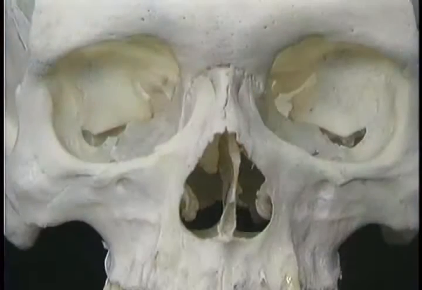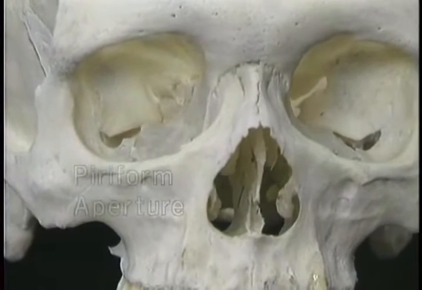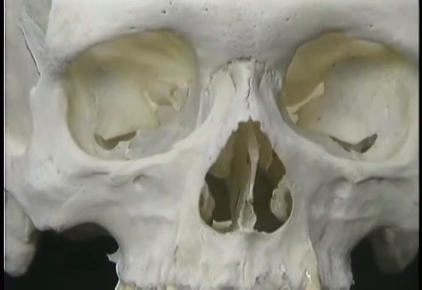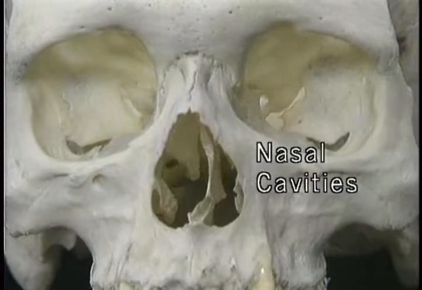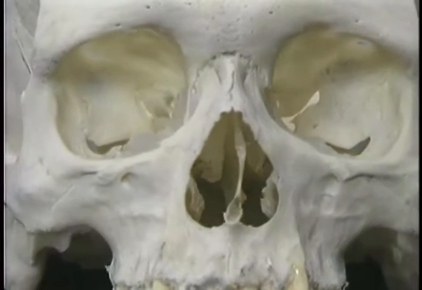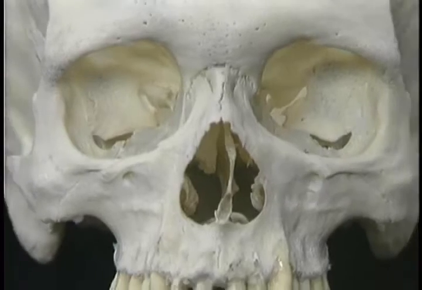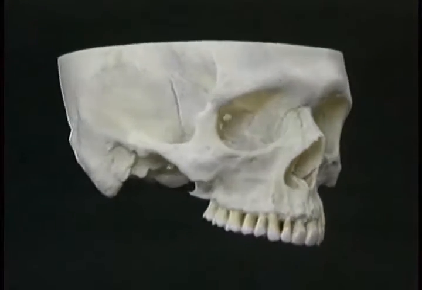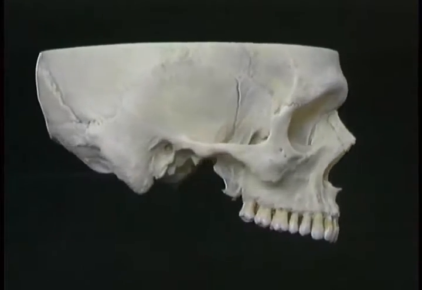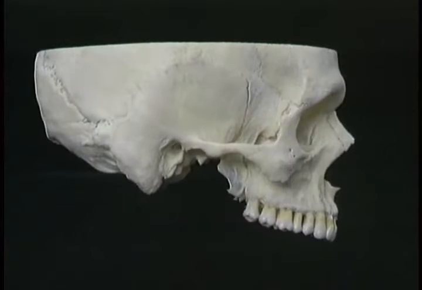We'll start by looking at the bony structures that surround these spaces. The bony opening for the nose is called the piriform aperture. Inside it, there are 2 nasal cavities, a right and a left, separated in the midline by the nasal septum. To get a better look inside, we'll divide the skull in the frontal plane along this line.